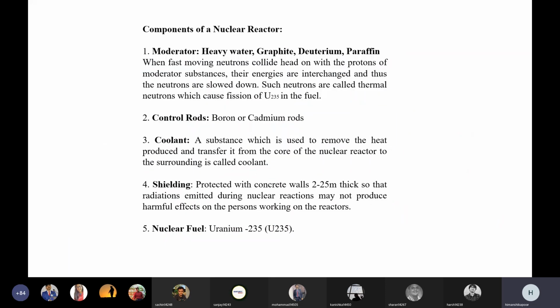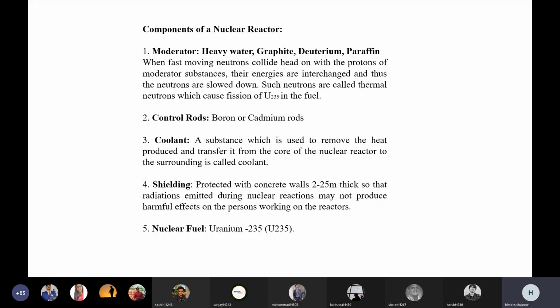So these are the components of a nuclear reactor. We have studied the control rods, which are made of boron. We have studied the coolant. We have studied the shielding. This is the containment, a 2 to 25 meter thick concrete containment. And we have the nuclear fuel, which is U-235.